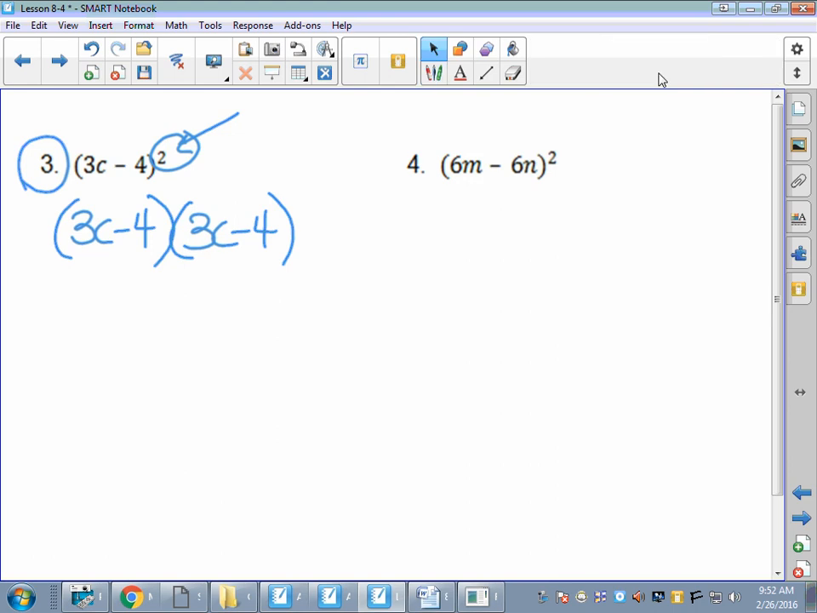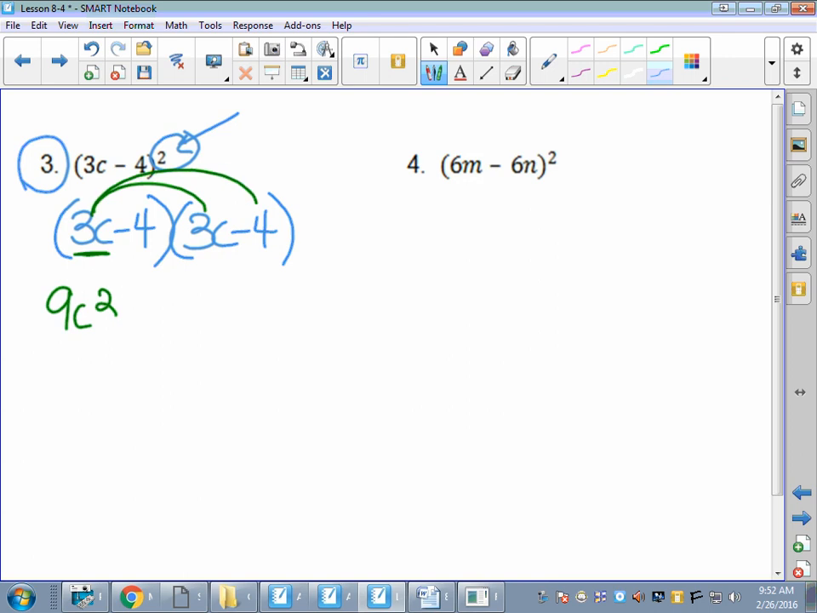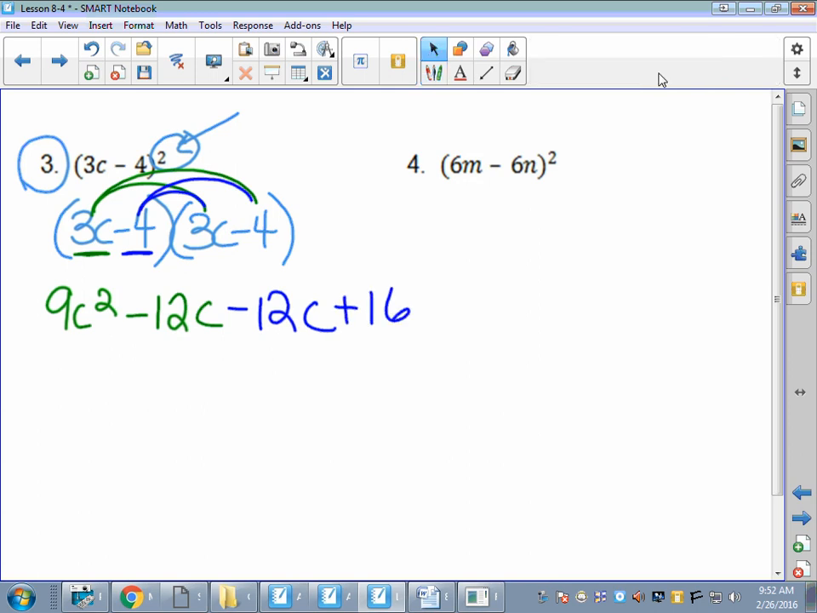Let's do some FOILing. So 3c times 3c, 9c to the second. 3c times a negative 4, negative 12c. Watch your signs. Then I'm going to switch over to this negative 4 times 3c. So negative 12c. Negative 4 times negative 4. Watch your sign there. Plus 16.